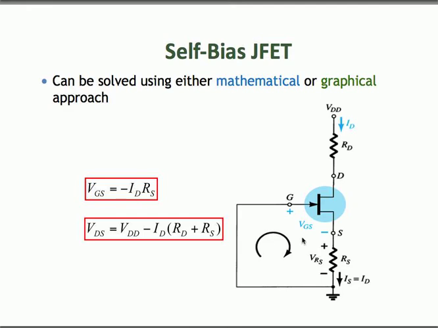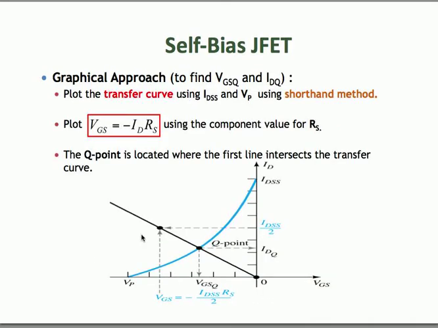And also if you do a KVL around the drain to source loop, you will find that VDS is equal to VDD, the voltage source, minus the drain current times the cumulative resistance of RD plus RS. So that's this equation here. Similarly, the self-biased JFET circuit can be solved using either the mathematical or the graphical approach. So let us look at how we can solve the self-biased JFET circuit using the graphical approach.